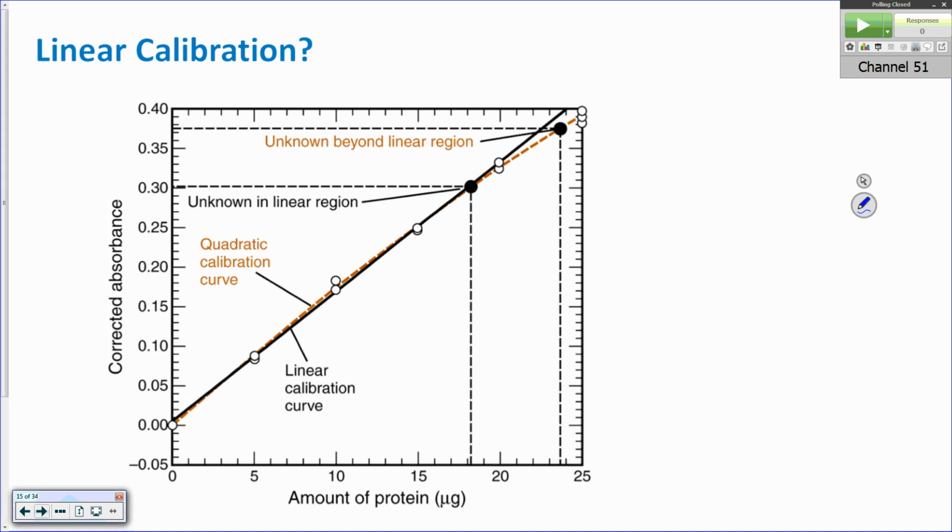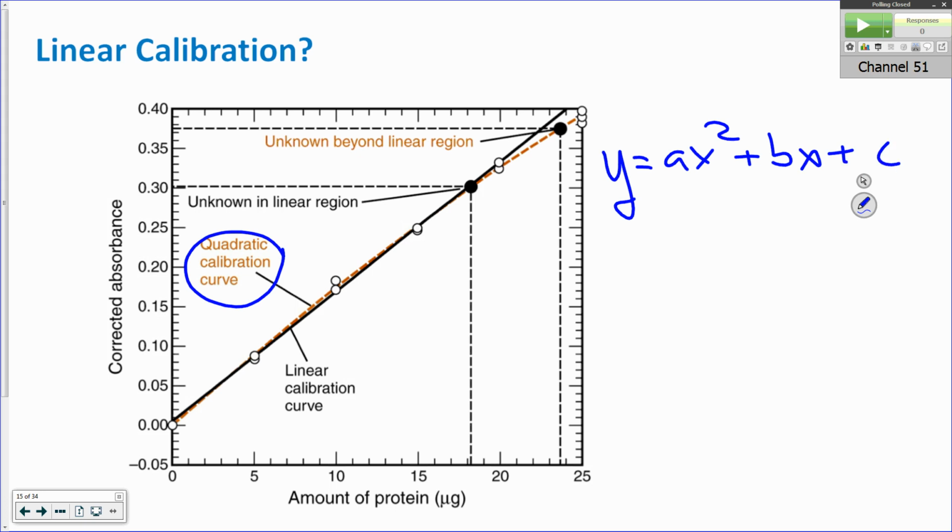We don't always have to live in the linear region. It's nice when we have linear calibration curves, but we can fit things with nonlinear responses. In this example, the authors used a quadratic curve to calibrate with. So you can fit with a quadratic, okay? y = ax² + bx + c. Or you can take that to any order: third order polynomial, fourth order polynomial.